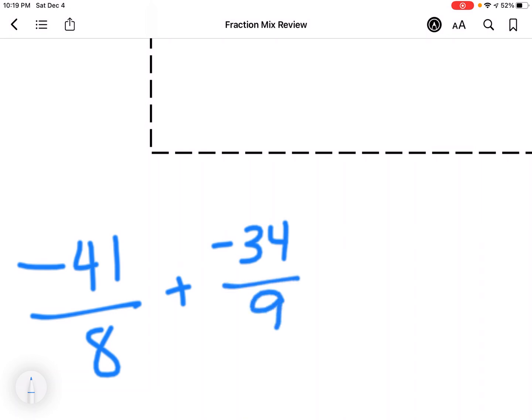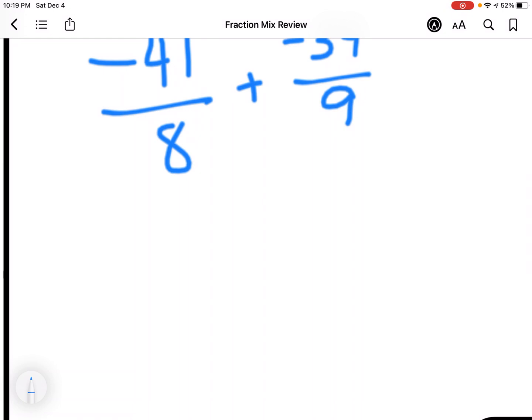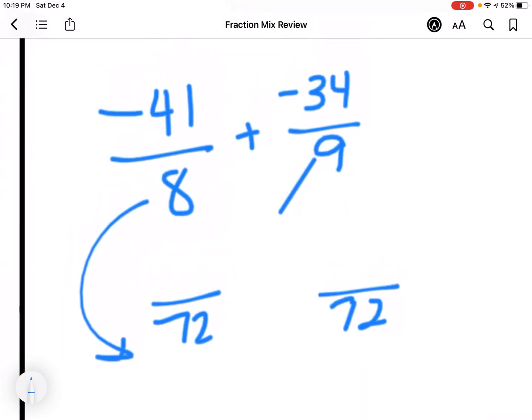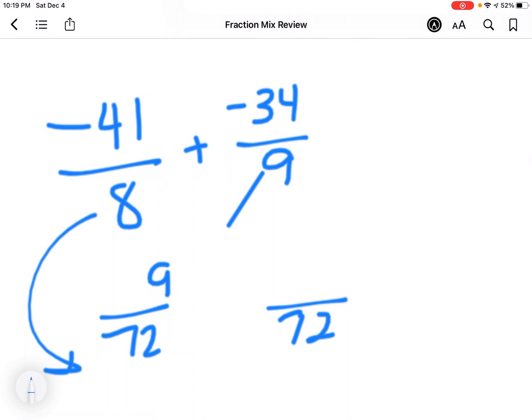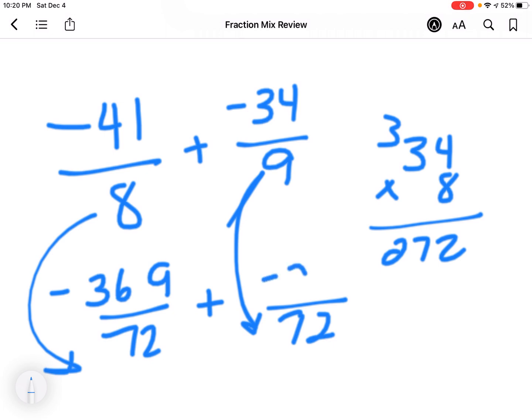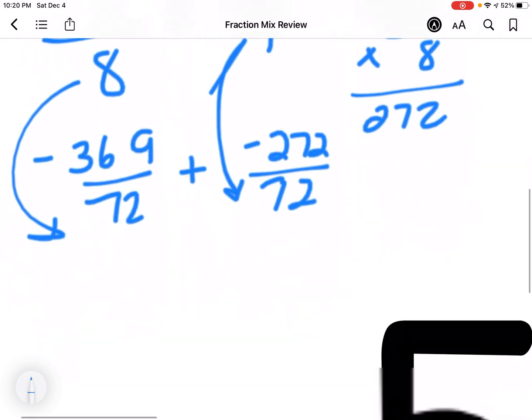I have to make sure I have the same denominator. So my denominator is going to be 72. So I'm multiplying by 9. So 41 times 9 is going to be 369. That's negative. And then I'm multiplying by 8. So 34 times 8. I get negative 272. So then I'm going to add the two numerators.